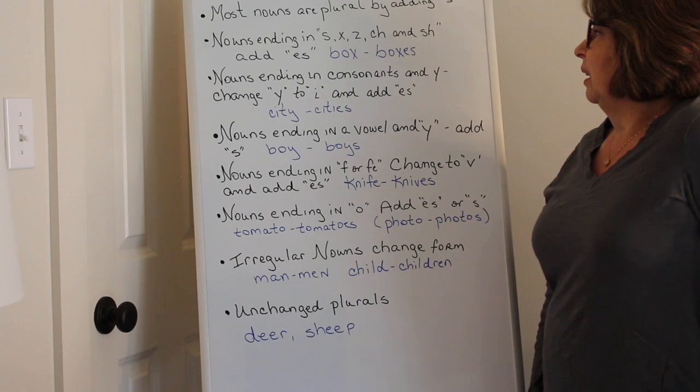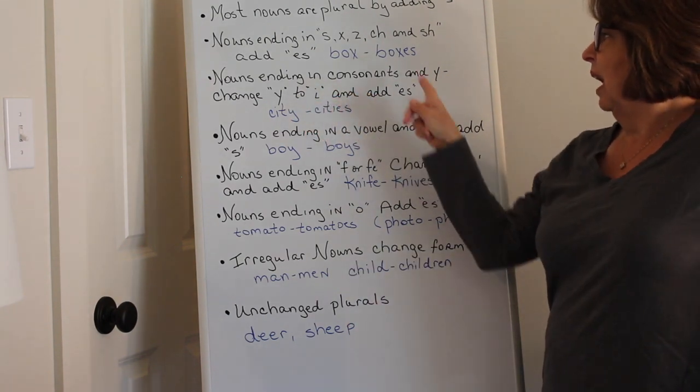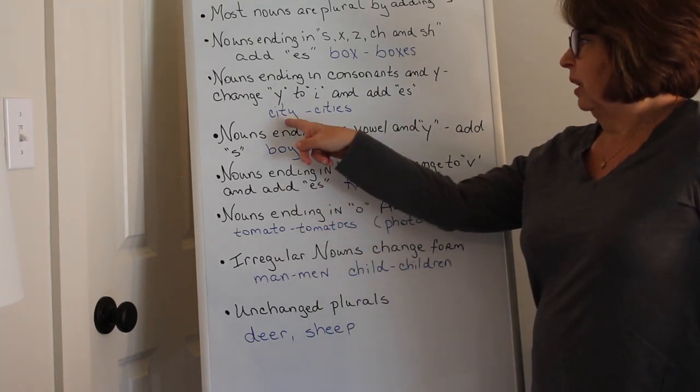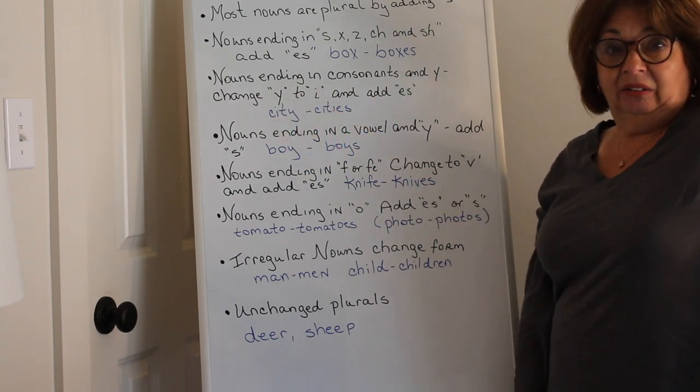Alright, nouns that end in a consonant and a Y, you change the Y to an I and then add ES. So the word city, C-I-T-Y, you need to change the Y to an I and then add ES to make it plural.